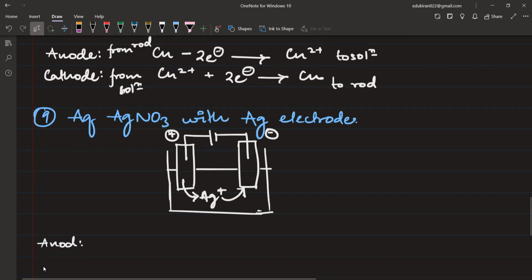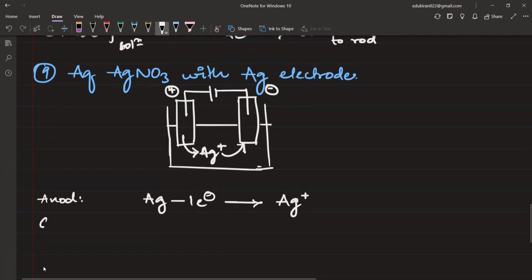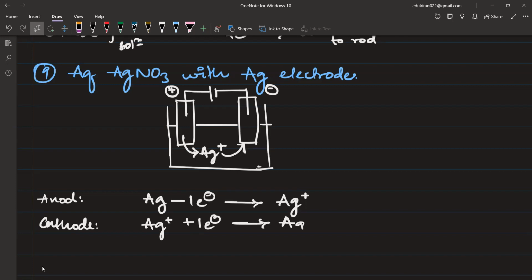So what is going to happen at the anode? You're going to get Ag minus 1 electron forming Ag+. At the cathode, what is going to happen? We're going to have Ag+ plus 1 electron, giving you Ag solid. So this is again impure to pure.